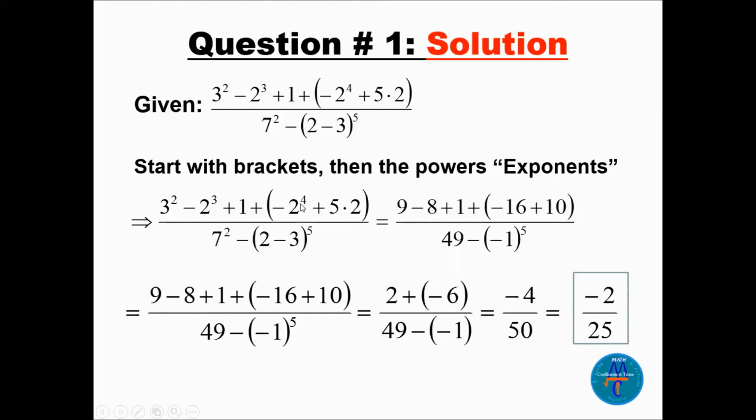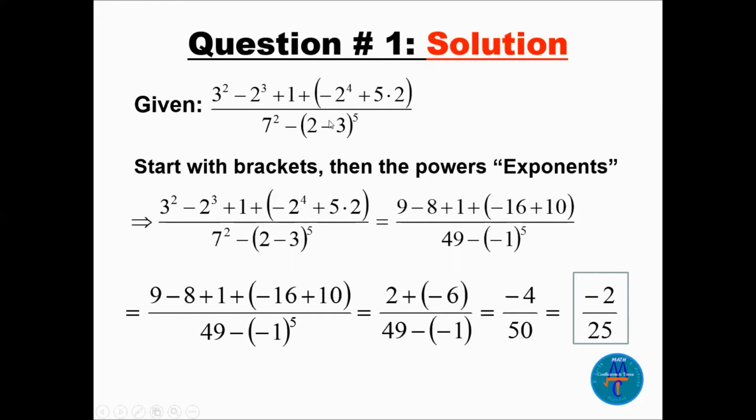Many people write it here plus 16. That's completely wrong. You see the power here, 4 on the 2. 2 to the power 4. And there is a minus not in the base here. It's not in the base. If there is a bracket around minus 2, it is plus 16. But there is no bracket. So be careful here. So minus, and then 2 power 4 is 16. 5 times 2 is 10.